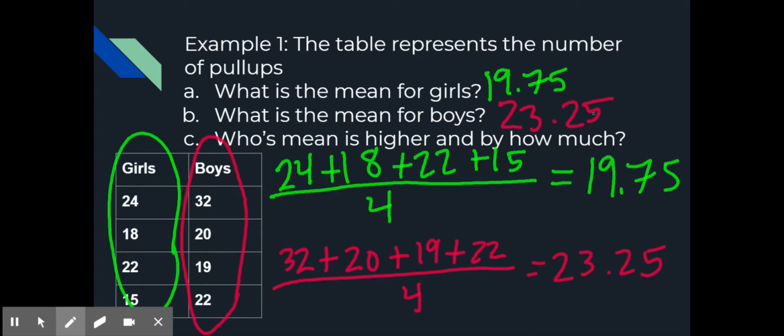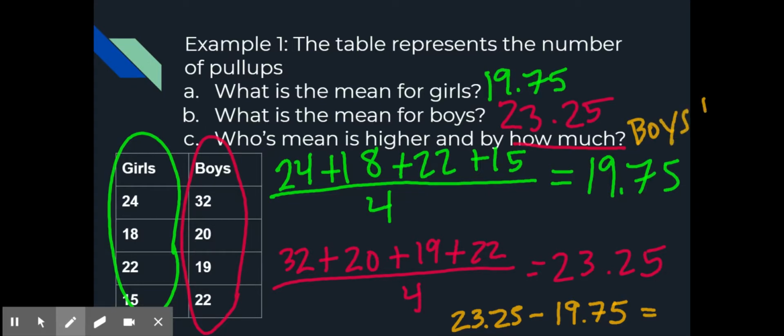And by how much? We can't forget that part, by how much. So in order to figure out by how much, we are going to take the largest, which is the boys, 23.25, and subtract it by however many the girls was, 19.75, and we get 3.5. So the boys had a higher mean by 3.5.